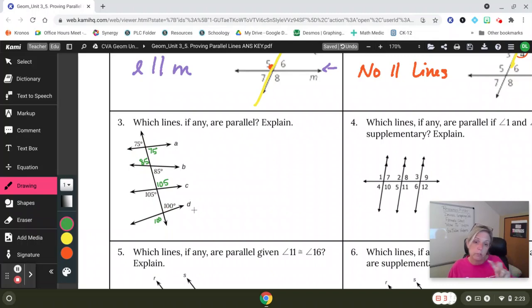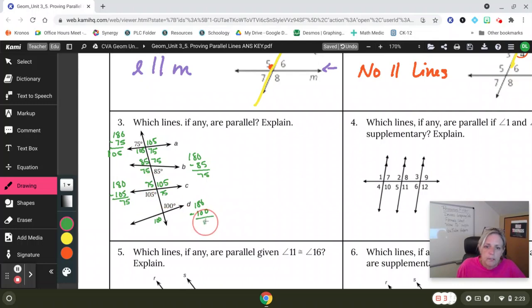So remember, around any one vertex, we have two angles. So if I do 180 minus 75, that gives me 105. Oops, can't see the 1. So that means this other pair has to be 105. And if I do 180 minus 85, that gives me 75. So these two angles have to be 75. And if I do 180 minus 105, I get 75. So I'm going to plug those in. And then 180 minus 100, and I get 80. So each of those are 80.